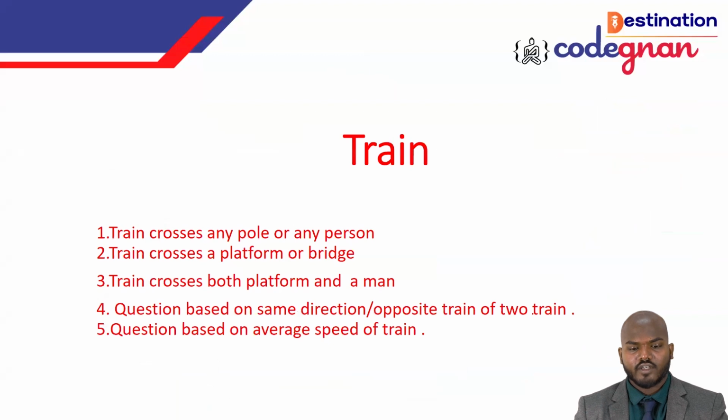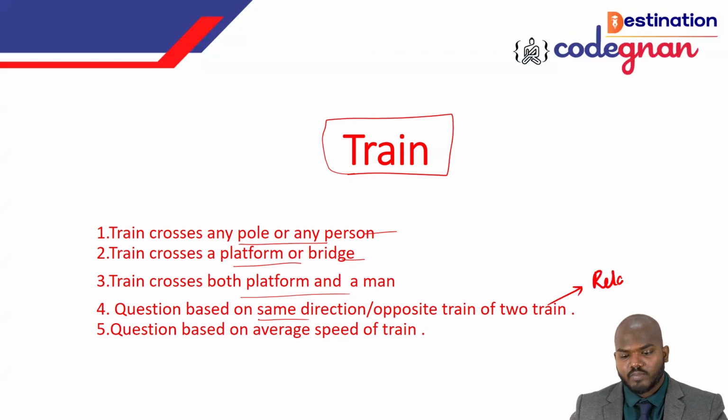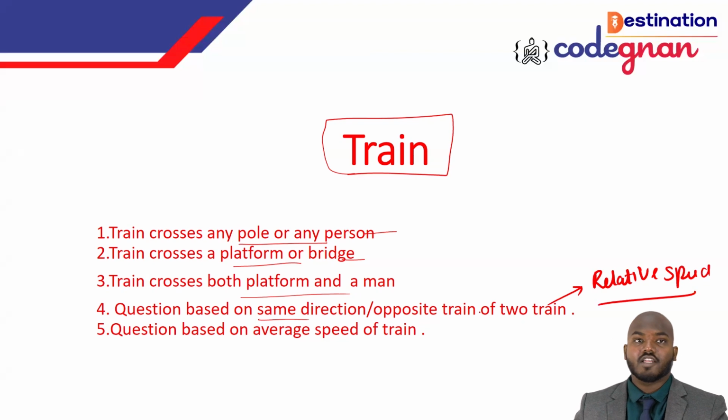Going onwards, some subtopics come under the topic of trains. A train crosses a pole, a person, a platform, a bridge, or both a platform and a bridge, and there are the same direction and the opposite direction train cases. This deals with the topic called relative speed. Most of the whole train problem deals with relative speed only, and also average speed of the train. These are the topics we're going to handle in the classes.